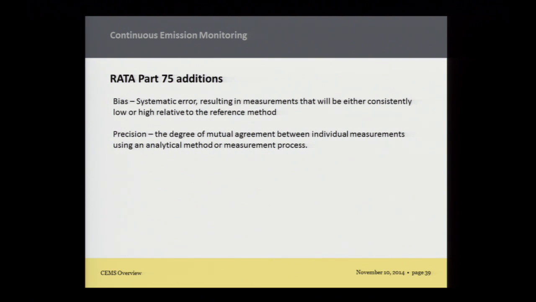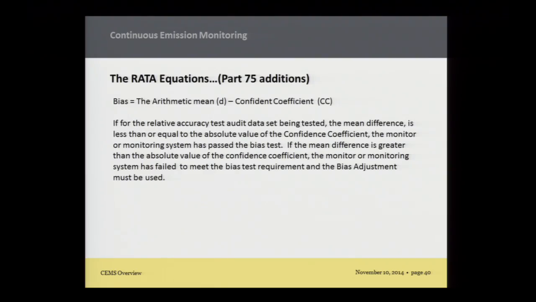So what did Part 75 do to your RATA? Gave you more to do. It says the system could be biased. What's bias? It's systematic error resulting in measurements that will be either consistently low or high relative to the reference method. The precision is the degree of mutual agreement between the individual measurements using an analytical method or measurement process. So we'll talk a little bit about the bias.